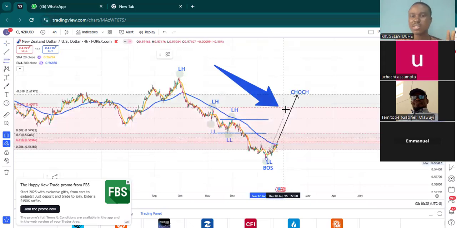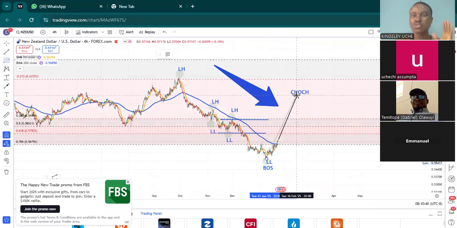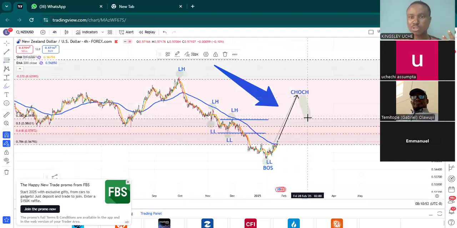We assume we see price come towards this level, to the high of the change of character. Now when we see this happen, we want to see price come down towards the 0.5, 0.618 area, for us to see the second phase of this pair get activated. That's the second phase of the strategy, okay?